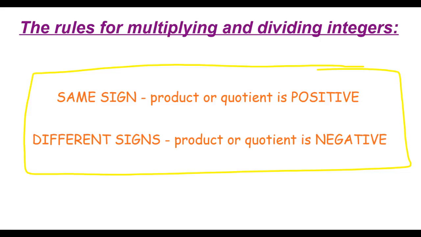And this is the step that I'm going to have you write down. So the rules for multiplying and dividing integers: the same sign creates a positive product or quotient, different signs create a negative product or quotient. Go ahead and write this down. We'll do some example problems and I'll give you some practice problems to work on.